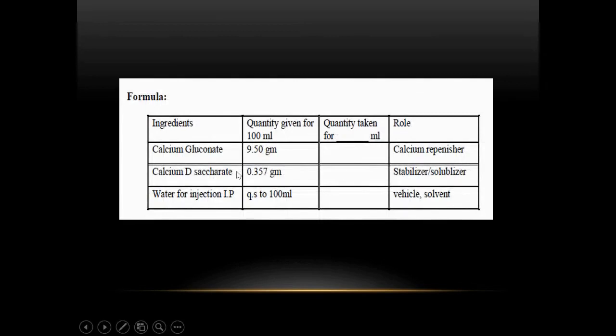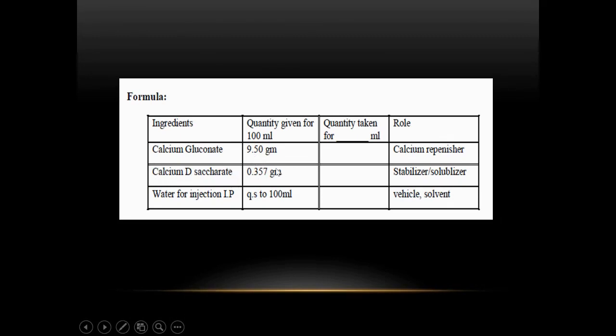This is the formula of your preparation. The quantity is given for 100 ml: 9.5 gram of calcium gluconate, and the remaining 0.5 gram. As we have seen from the title of this calcium gluconate injection, we have to prepare 10% weight by volume. So how many grams of calcium gluconate are here? 9.5 grams. So what have we done with the remaining 0.5 gram? That remaining 0.5 gram is replaced with calcium disaccharide.